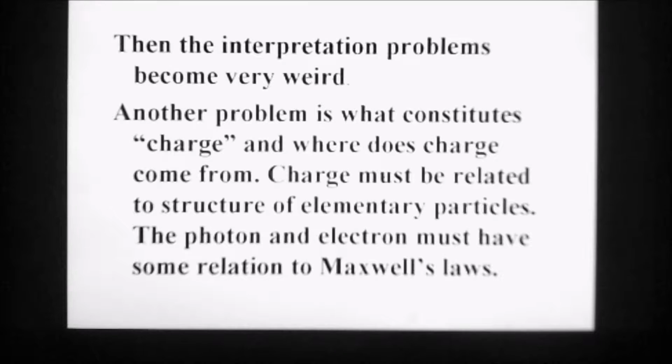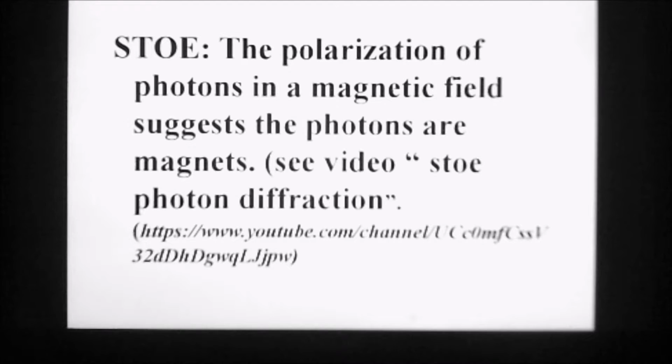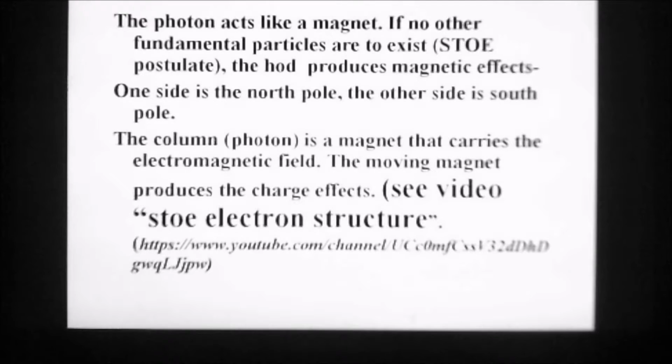Another problem is what constitutes charge, and where does charge come from? Charge must be related to the structure of elementary particles. The photon and electron must have some relation to Maxwell's laws. The polarization of photons in a magnetic field suggests the photons are magnets. The photon acts like a magnet. If no other fundamental particles are to exist other than the plenum and the hods, the hod produces magnetic effects. One side is the north pole, the other side is the south pole. The column, which is a photon, is a magnet that carries the electromagnetic field.